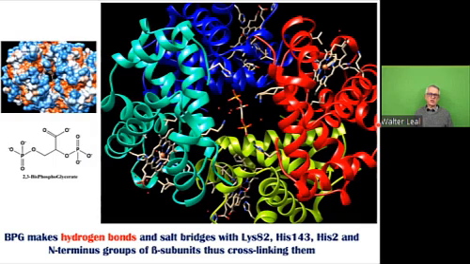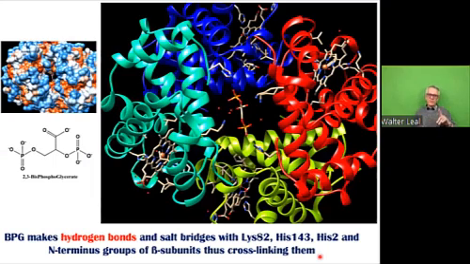Okay, so this is a molecule that has negative charge. So obviously positively charged amino acid residues are the ones that are going to stabilize or make salt bridges with this molecule. So we highlighted in class lysine 82, histidine 143, and histidine 2 at the N-terminus, in terms of the subunit that makes this cross-link. Do you need to remember that? I would not recommend that.